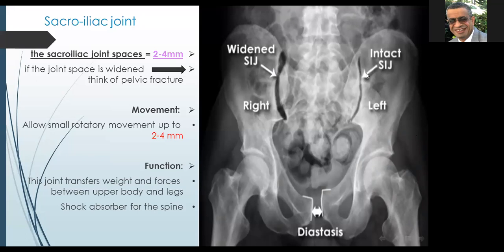This is the normal intact sacroiliac joint, and this is a widened sacroiliac joint due to injury to the structure of the pelvis.